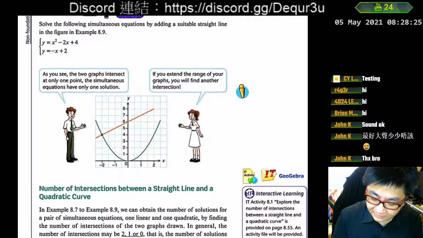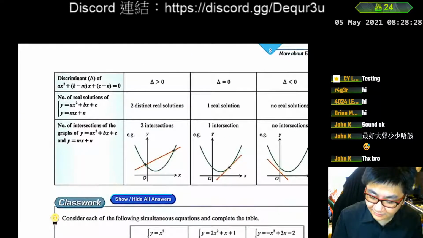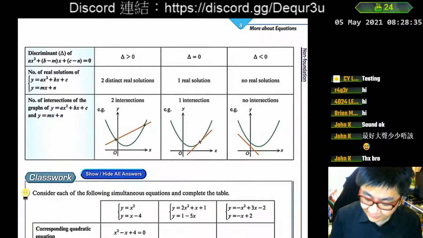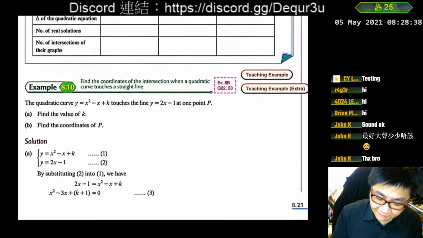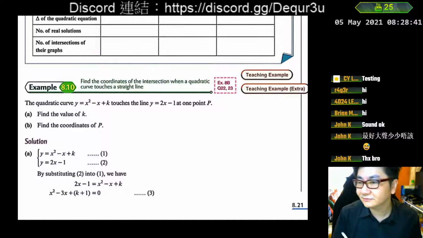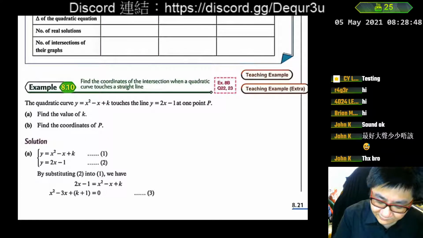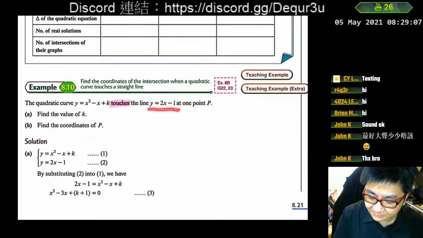Okay, so it can also be the case that there is no solution. Talking about a more illustrative example, sometimes there's no graph given, but it is described in words. For example, in example 10, the quadratic curve y equal to x squared minus x plus k touches. Okay, keyword here. Maybe you can highlight it by yourself later when you see questions. Touches the line y equal to 2x minus 1. So it's a parabola that touches the straight line at one point P.